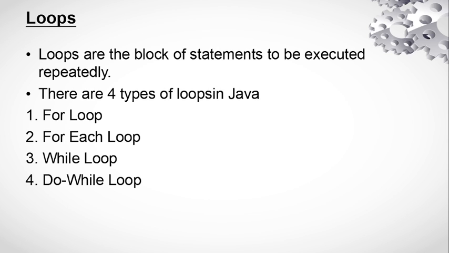Till my last video I have told you about one of the control statements, that is decision making statements, and in decision making statements I have told you about if statements and switch statements. Now from this video I will tell you about loop statements, which is another control statement, and in loops we will talk about four types of loops: for loop, for each loop, while loop and do while loop.